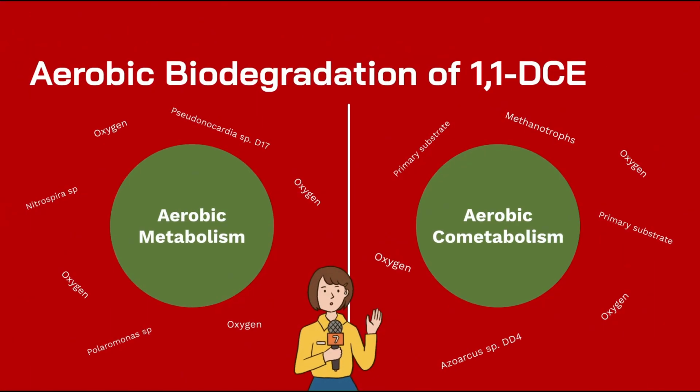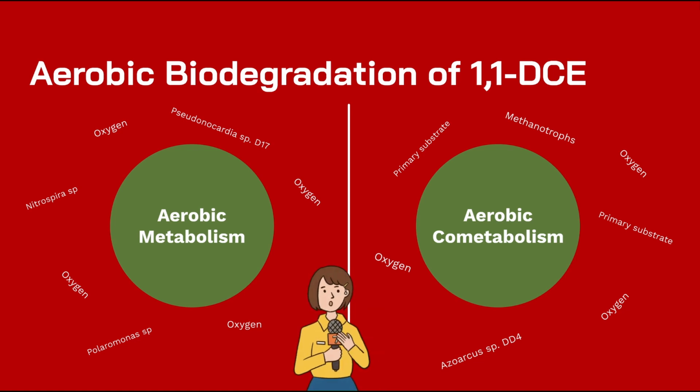So, one of the mechanisms for biodegradation of 1,1-DCE is aerobic biodegradation. This process includes aerobic metabolism and aerobic cometabolism. In the presence of oxygen, microorganisms initiate degradation by attacking 1,1-DCE molecules, often through oxidative dechlorination. The next steps are dehydrohalogenation, oxidation reactions, and metabolic transformations leading to the breakdown of compounds into simpler forms like carbon dioxide, water, and chloride ions.